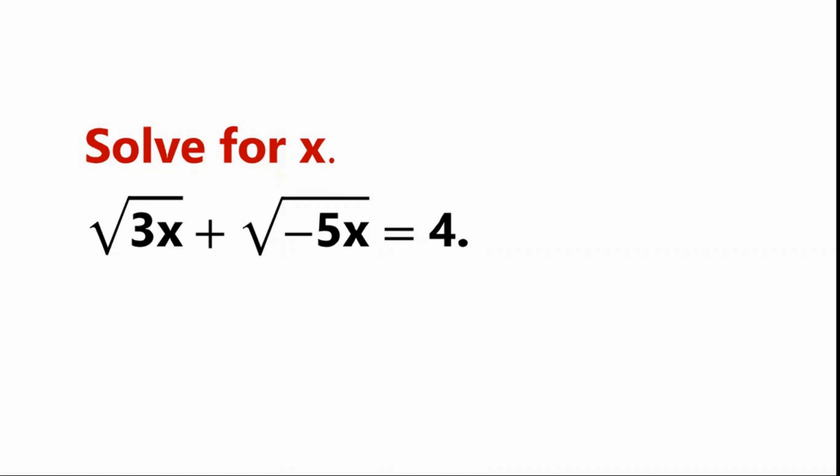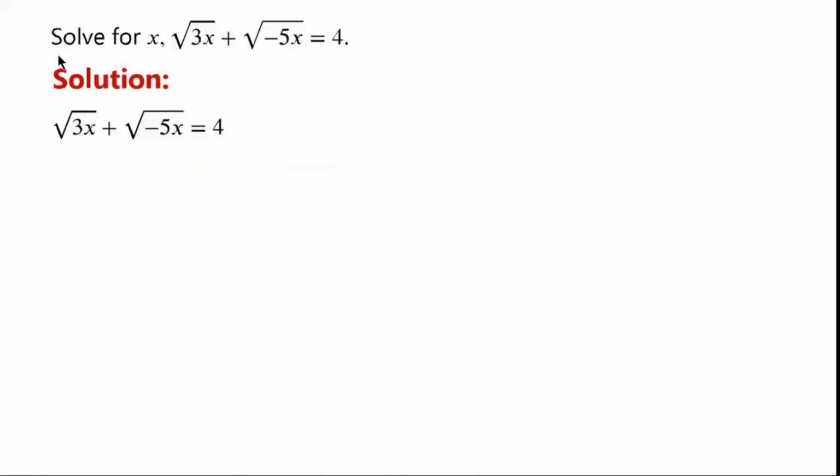Solve 4x = √(3x) + √(-5x) = 4. The question doesn't state whether x is a real number.